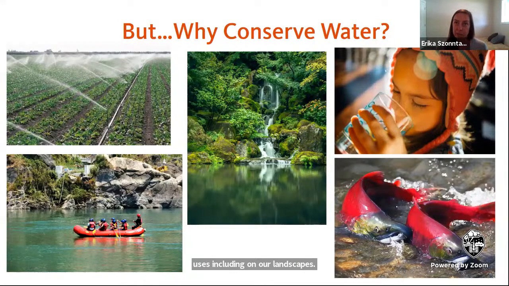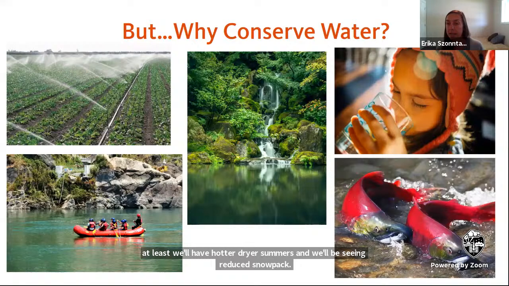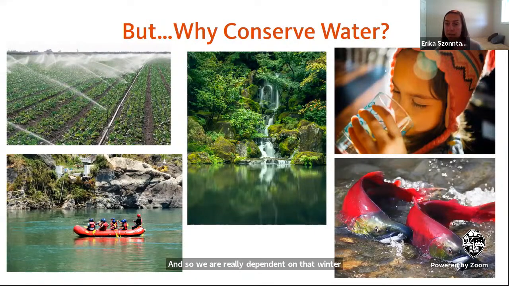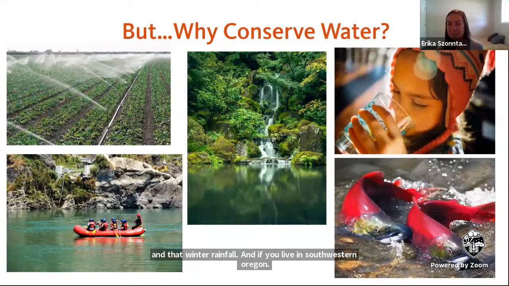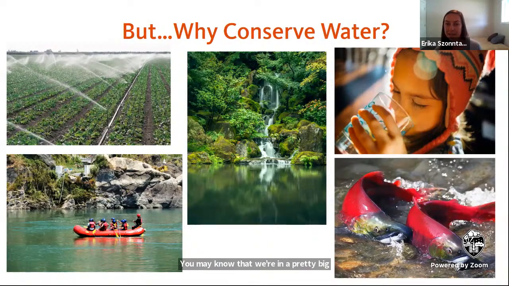However, most of us probably know that climate projections are saying that we, in the Pacific Northwest at least, will have hotter, drier summers, and we'll be seeing reduced snowpack. And so we are really dependent on that winter snowpack and that winter rainfall. And if you live in Southwestern Oregon, you may know that we are in a pretty big drought right now, and that our spring was very dry. This might be applicable to those of you in different regions as well.